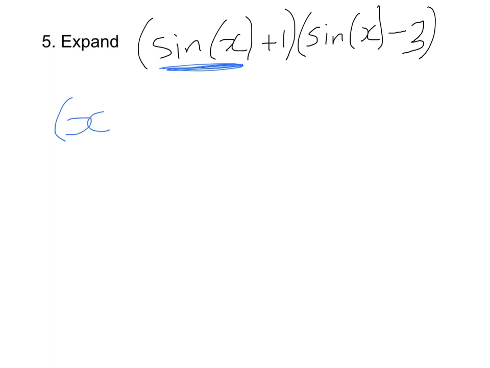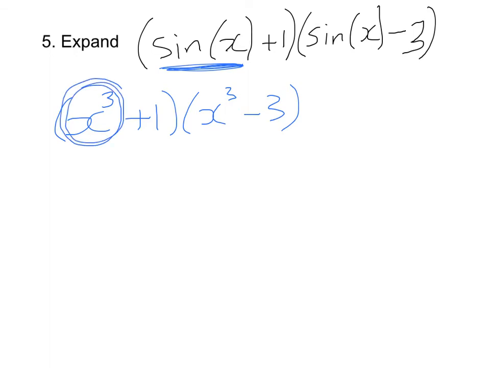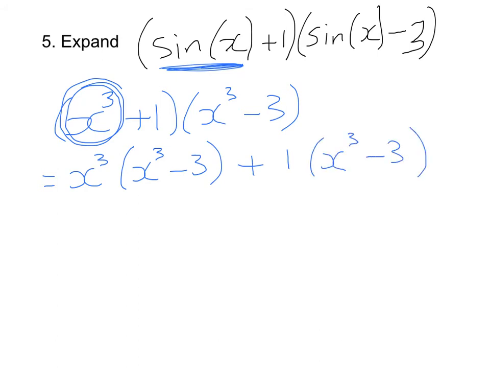Suppose that we had expand this x cubed plus 1 times x cubed minus 3. What we've got going on here is that x cubed is also a function of x, and so is sine of x. It doesn't matter. In both cases, we have x cubed times x cubed minus 3 plus 1 times x cubed minus 3. So that's just going back to how we do any expansion, right back when we started doing that in year 10.